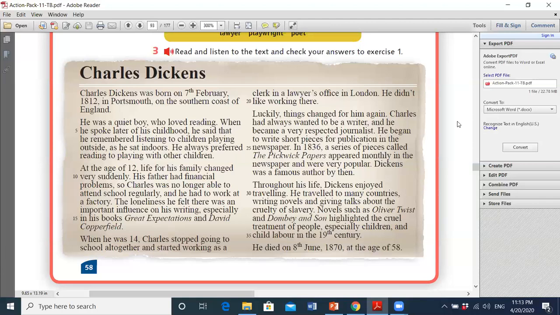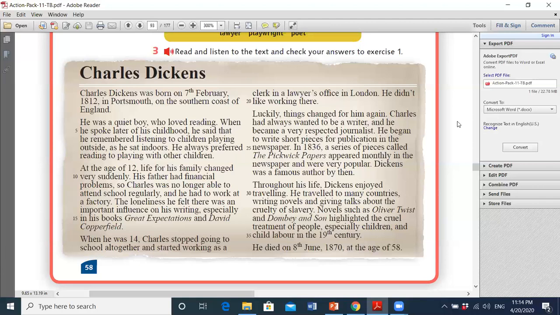Throughout his life, Dickens enjoyed traveling. He traveled to many countries, writing novels and giving talks about the cruelty of slavery. So we can consider Charles Dickens to be one of the first people to call for human rights. In his stories, he talked about how children and women and criminals were treated badly by society. He even talked about slavery. Slavery means when somebody is bought and sold and made to work without being paid. So, novels such as Oliver Twist and Dombey and Son highlighted the cruel treatment of people, especially children, and child labor in the 19th century.